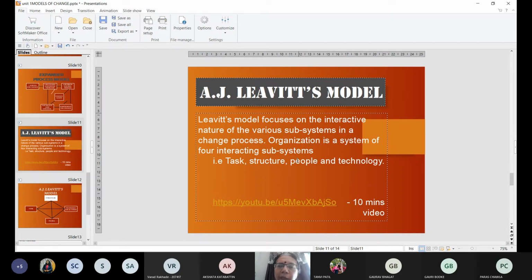स्ट्रक्चर में चेंज होगा तो बाकी के ये जो तीन है उसमें होगा. पीपल, टेक्नोलॉजी, किसी में भी चेंज अगर होता है तो it affects the other 3 factors. So Levitt's model focuses on interactive nature of the various subsystems. Which subsystem? Task, structure, people and technology.